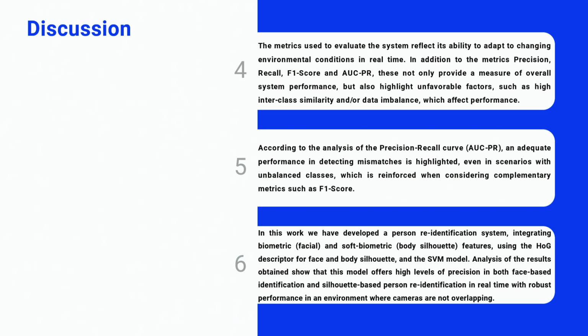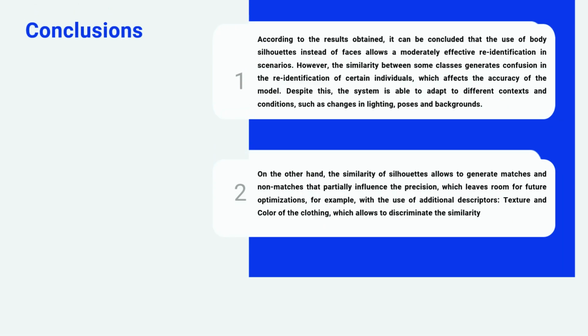5. The analysis of the precision-recall curve, AUCPR, shows good performance in error detection, even in scenarios with unbalanced classes. 6. This model has high accuracy in real-time facial and silhouette-based identification, which makes it suitable for environments where cameras do not overlap. Finally, we come to the conclusions of the paper. The use of silhouettes instead of faces allows a moderately effective re-identification. However, the similarity between certain classes may generate confusions.